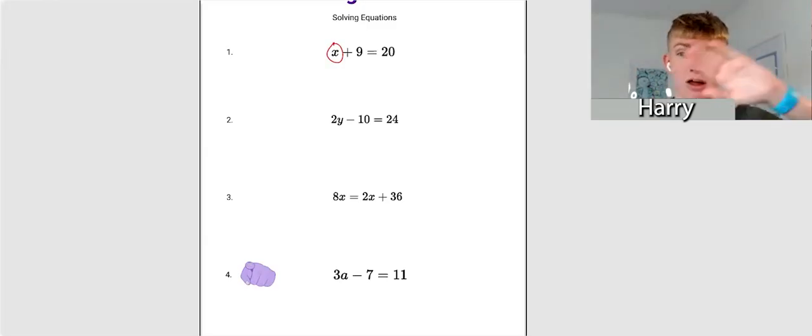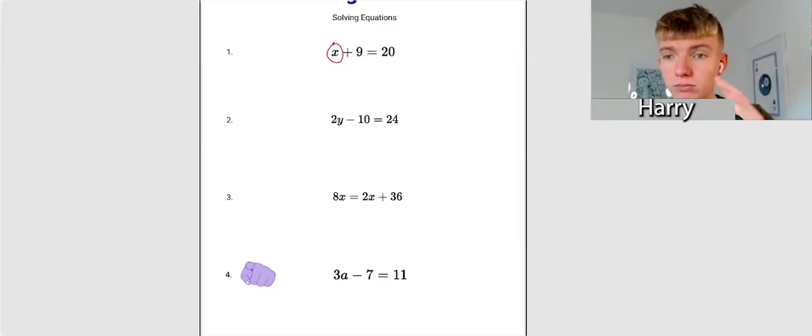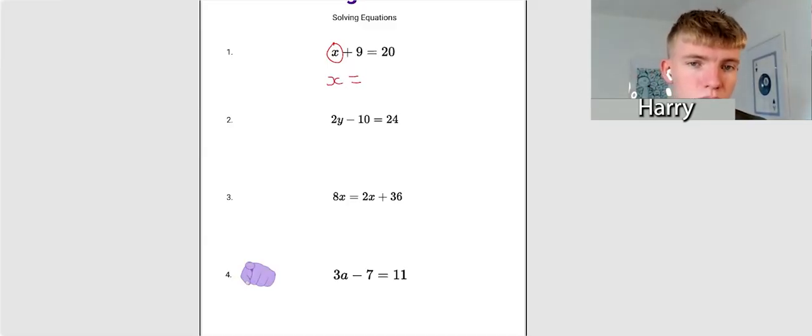In order to get rid of that 9, we're going to have to take him away from the x. Literally, we're going to have to subtract him from the x. So we're going to subtract 9 from both sides of this equation. And once we do that, we get x is equal to 20 minus 9, which would give us the answer of 11. x is equal to 11.